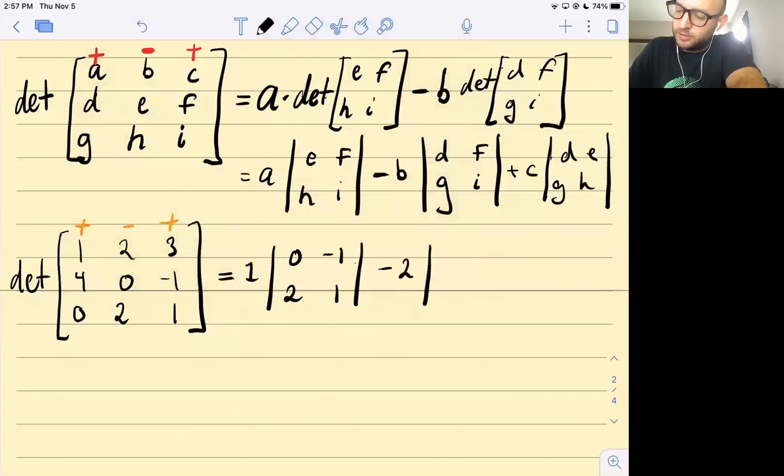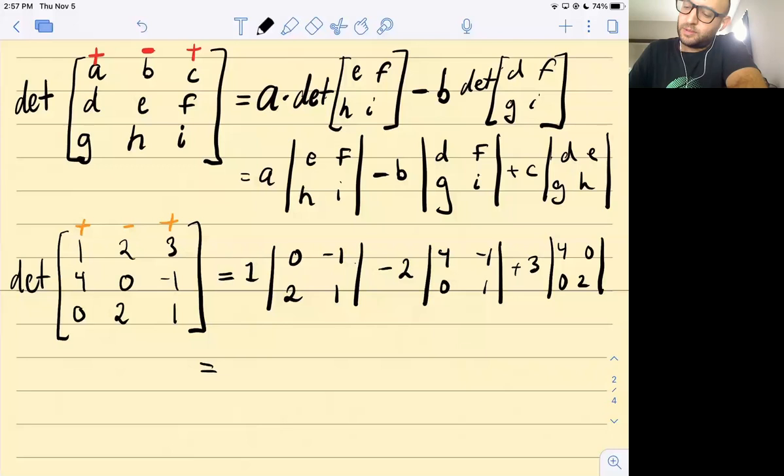Minus 2 times the determinant of 4, 0, minus 1, 1. Oops, I don't want brackets there, because I'm not writing determinant, I'm using the bars. Plus 3, and then what's left over is 4, 0, 0, 2. Okay, so now I'm just going to, nice, all right, excellent. I'm getting a few students that are getting it right. Well done, Kanjit, well done, Gabby.